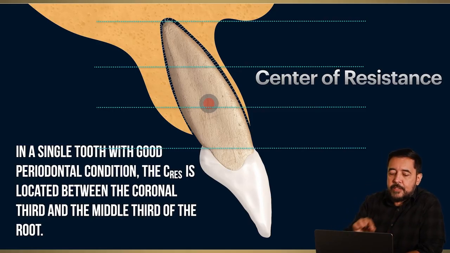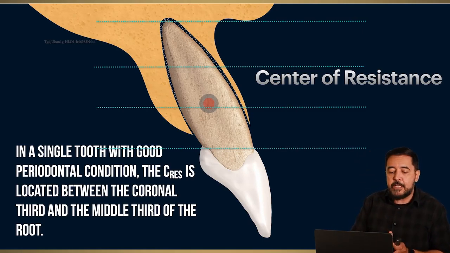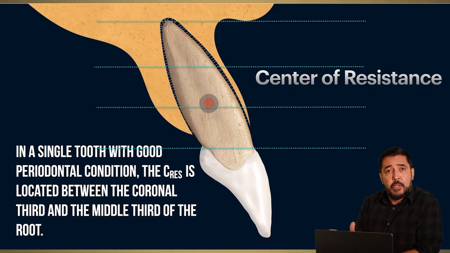I know that for a single tooth with good periodontal condition, the center of resistance is located between the coronal third and the middle third of the root. This is something that works on average. So I have to start at some point. This is the point in which I'm going to start. But we need to make all the adjustments needed during the treatment, during the movement that is occurring, okay?